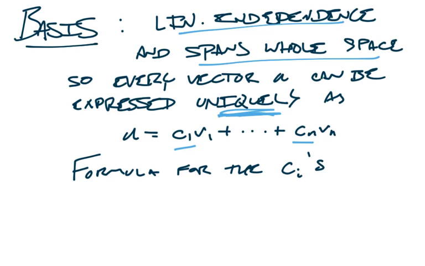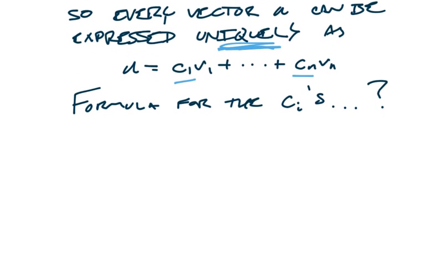And this is really just saying how much of u points in the direction of v1, so to speak. When it's just a regular old basis where all you have is linear independence, a formula for the c's, well, you don't really have a great one. Basically, you have to do a lot of algebra, solving linear systems of equations to figure out formulas for the c's. So this isn't great. It's not a very efficient way to do things.